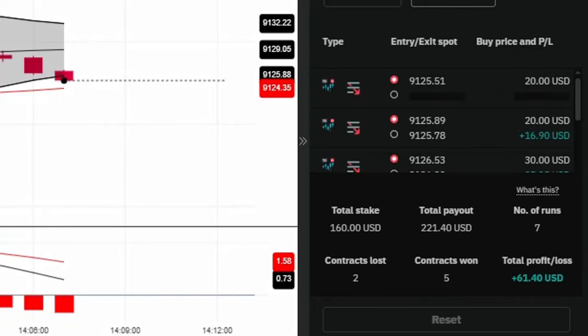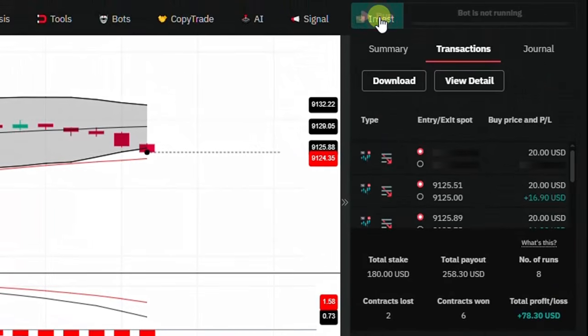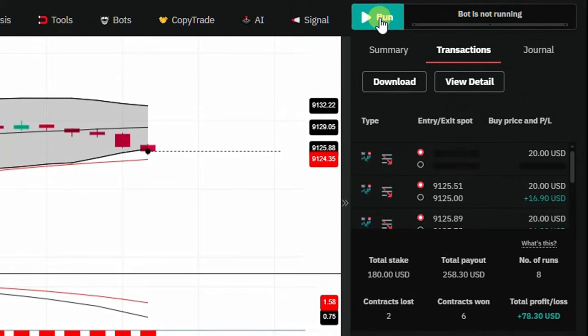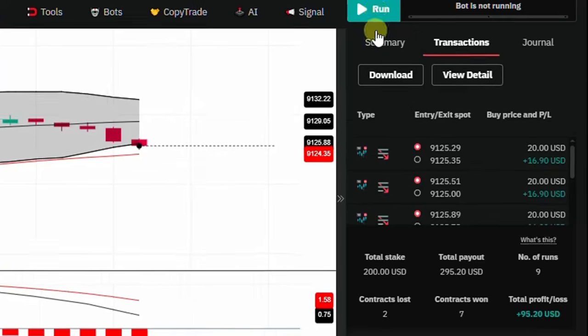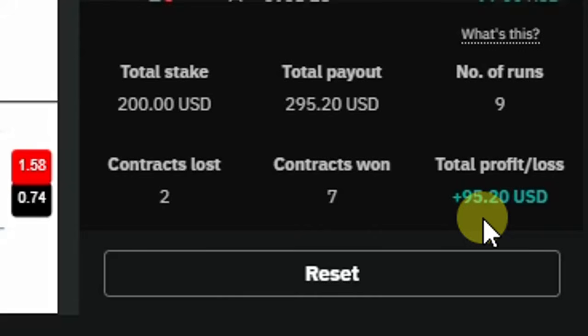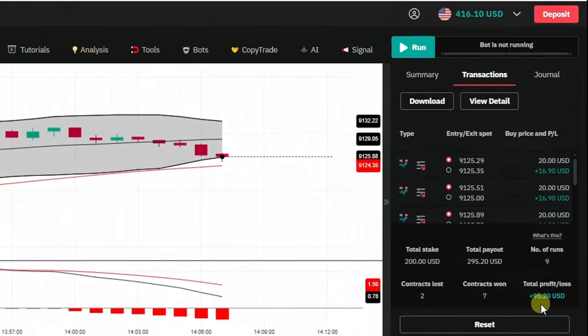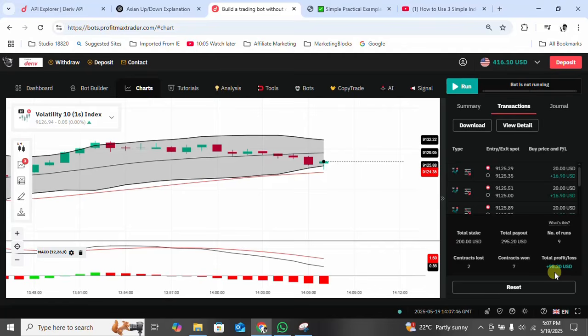Okay guys, you're a witness. You can see we've already made $78. Let me stop the bot at that. There you go. Okay, so we've made $95 using those three indicators, trading Asians, and I've explained to you the analogy or the theory behind it, and this is a trade type that any beginner can trade and start generating some income online.